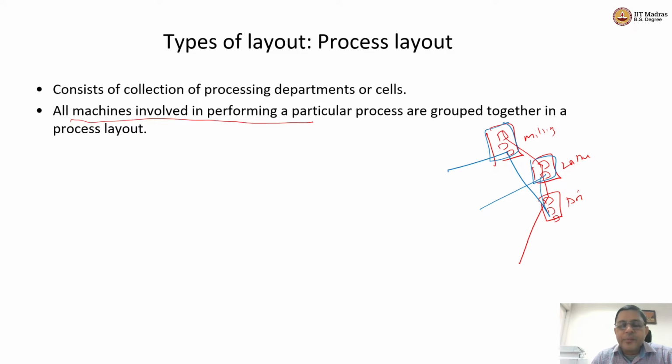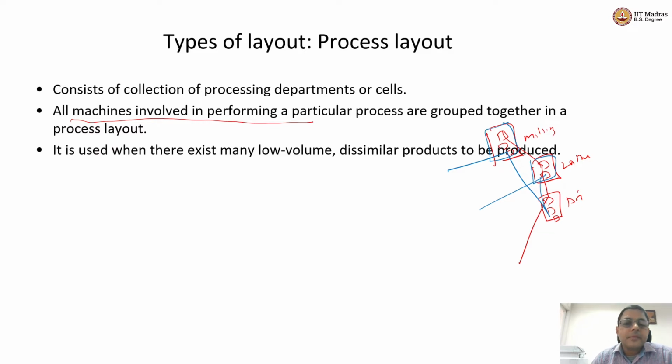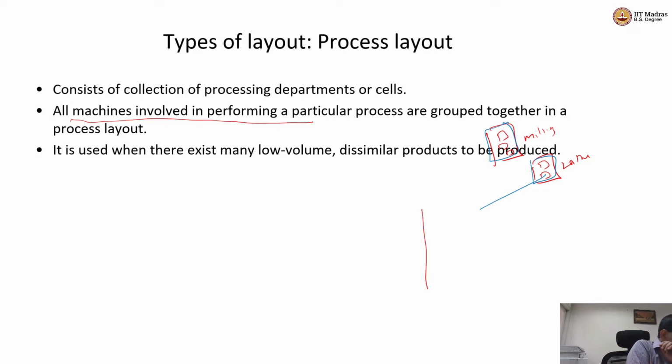Okay. So this process layout is needed when your volumes are low, but the variety is quite large. There is a classic two-dimensional diagram that we generally draw. Let me draw that for you. So this is the volume and this is the variety.